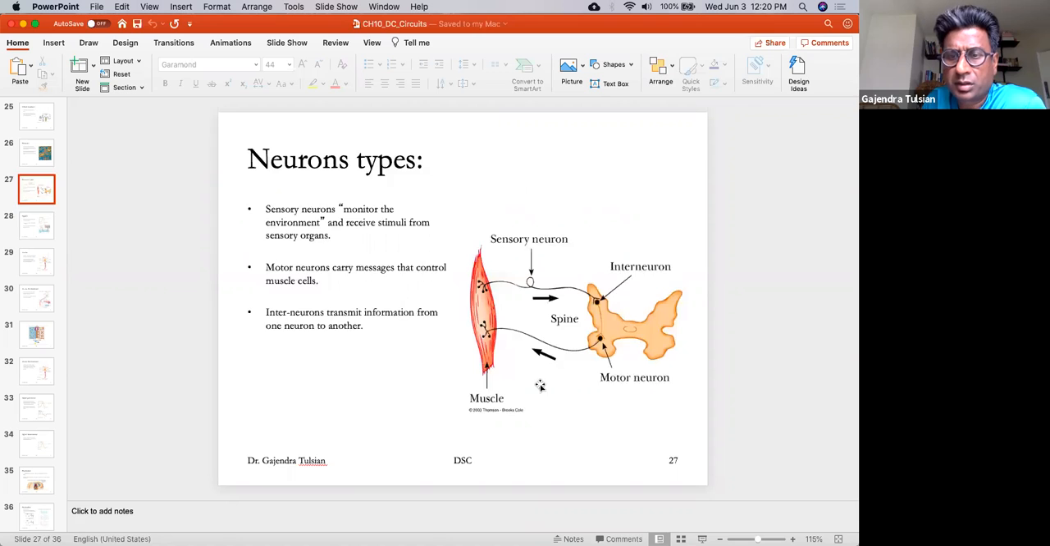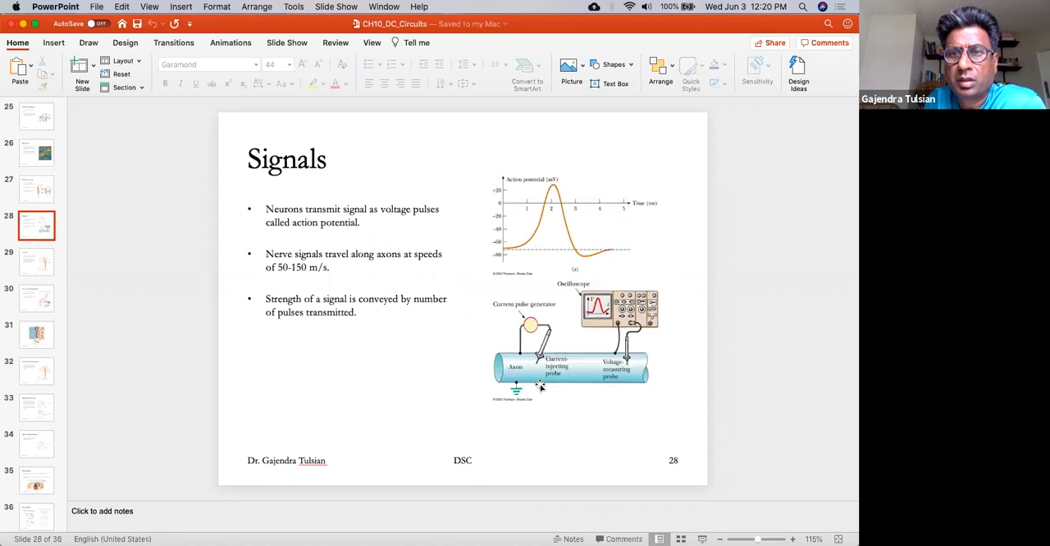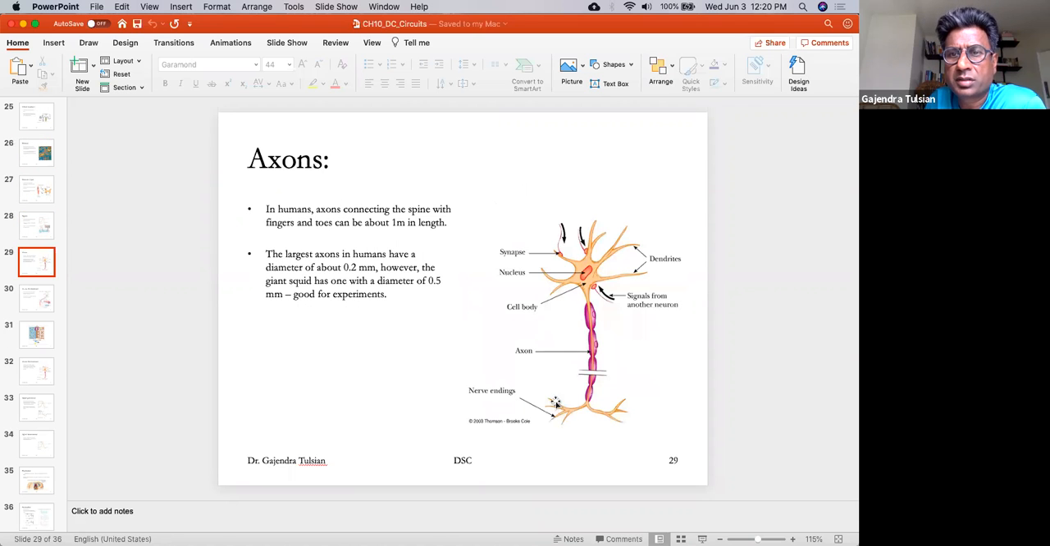So here's a nerve cell. This is the nucleus. This is the head of the cell. There's the axon. That's the long wire down which the electrical signal is transmitted. And these nerve endings connect to other neurons, so information can be passed from one neuron to another neuron.